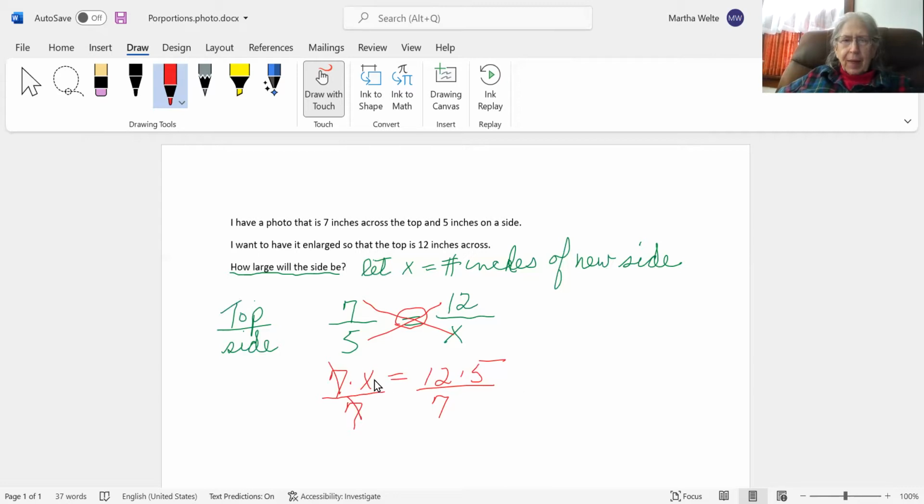So now I have X equals 12 times 5 over 7, equals 60/7. 7 into 60 goes 8. 8 times 7 is 56. So if we subtract 56 from 60, we have a remainder of 4. And we've got 8 4/7. Didn't come out even. Oh well, tough. That's what the answer is. Okay, so it's 8 4/7 inches. That's how big the side of the photo will be after it's been enlarged.